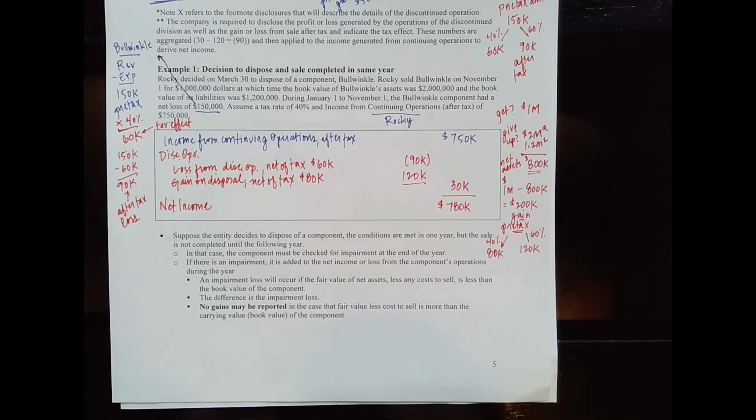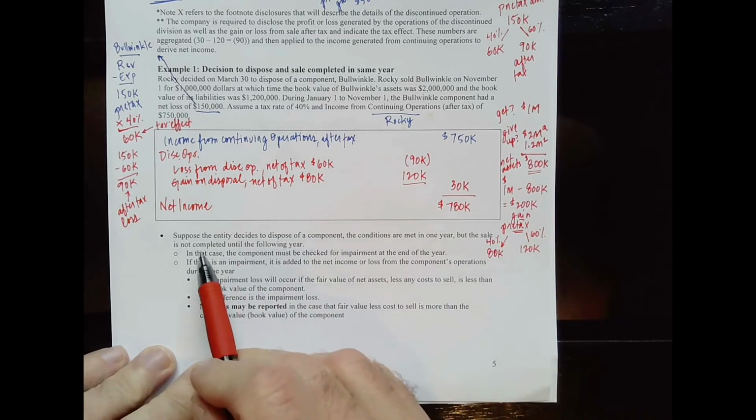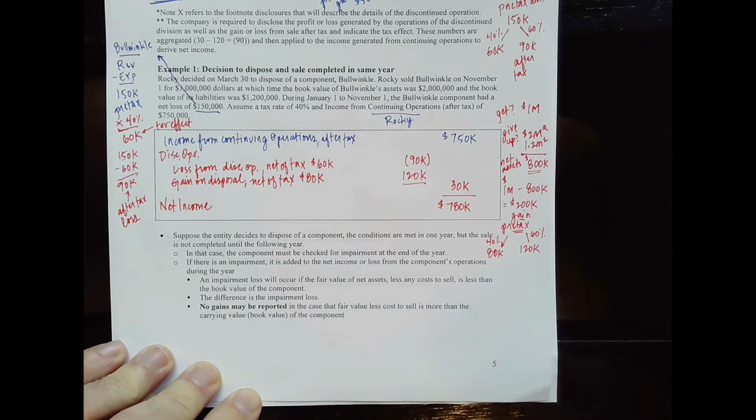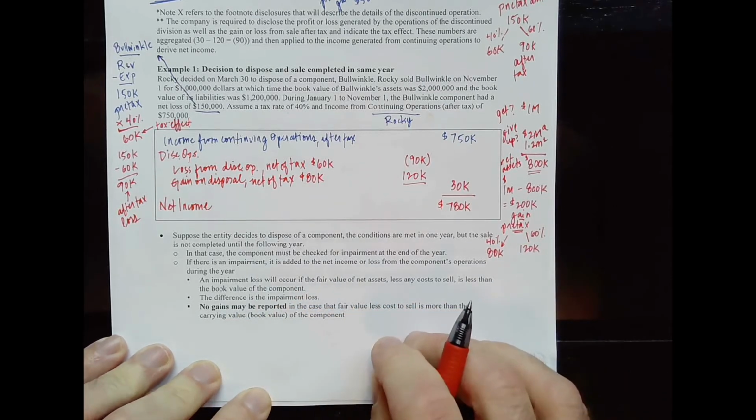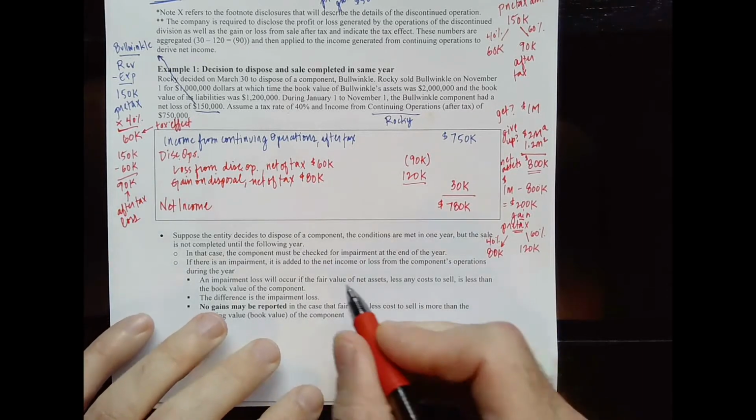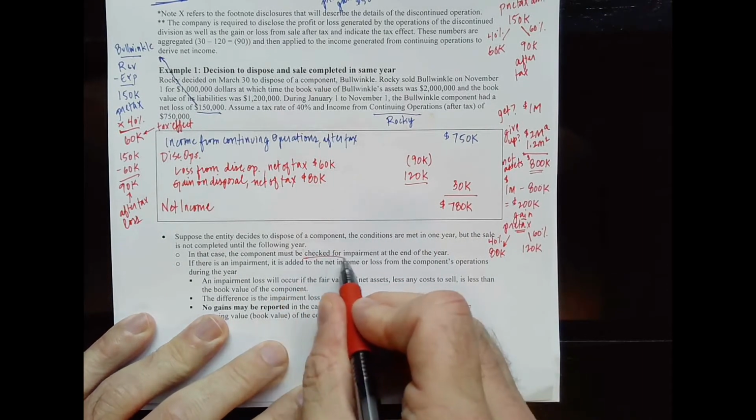It is a strategic shift. So we meet those criteria, which are very important to remember. But the sale is not completed until the following year. So if the sale is not completed until the following year, then at the end of the year that we've decided to sell, but have not yet sold it, we have to check it for impairment.